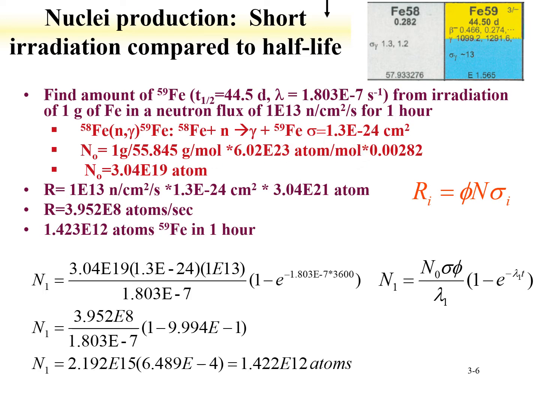And then I'm going to use this value because this is for iron. I didn't say any sort of enriched iron. I just said regular iron. And 0.282% of iron is iron 58. So I need to normalize it by that. And I get the number of targets as 3.04 times 10 to the 19th atoms.